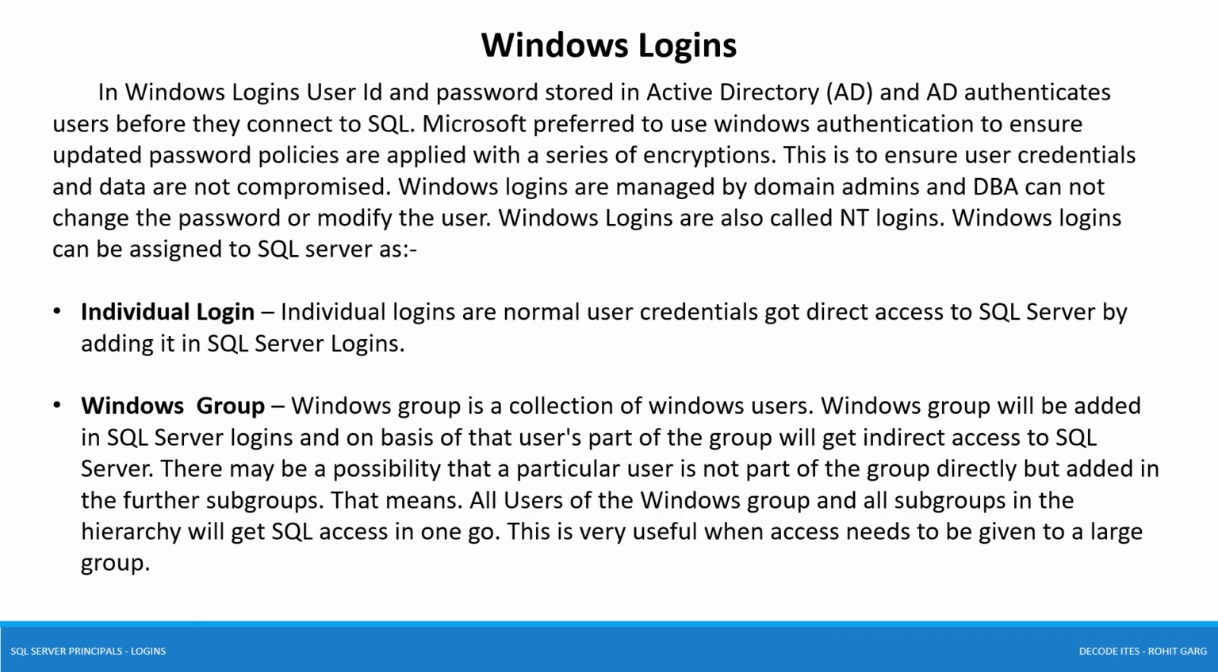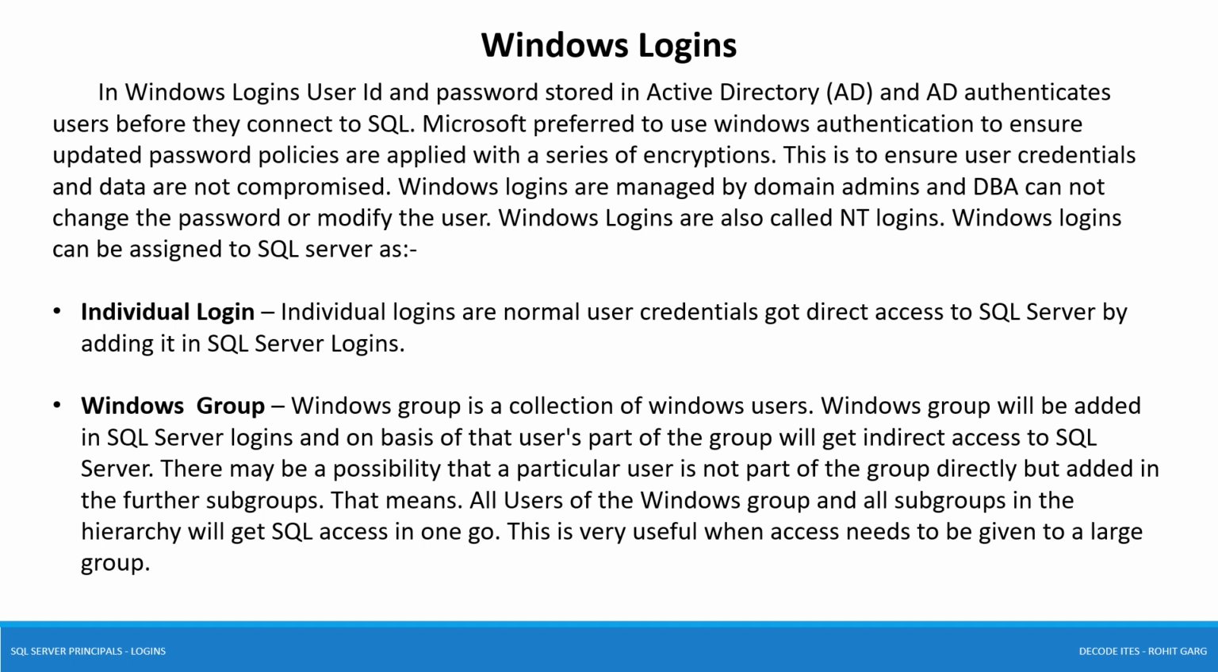Windows logins. Windows logins are the first type of SQL Server login and the most preferred one. In a Windows login, user ID and password are stored in Active Directory, and Active Directory authenticates users before they connect to SQL Server. Microsoft prefers Windows authentication to ensure updated password policies are applied, with a series of encryption while logging in. This is to ensure user credentials and data are not compromised. Windows logins are managed by domain admins, and a DBA cannot change the password or modify the user. Windows logins are also called trusted logins.